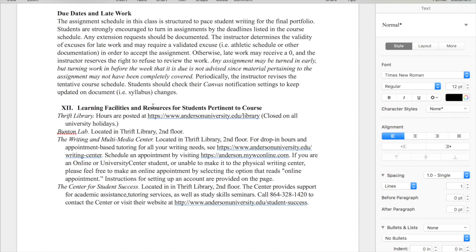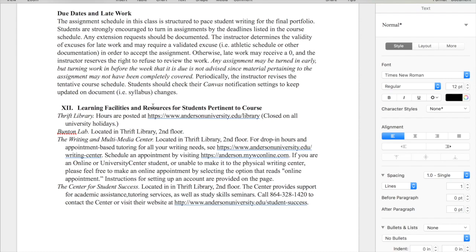You are allowed to turn in assignments early, but if you turn it in too early, then we probably won't have covered in class the material that pertains to that assignment. And so turn it in the week that it's due, at least, even if I assign it on Sunday and you turn it in on Monday.